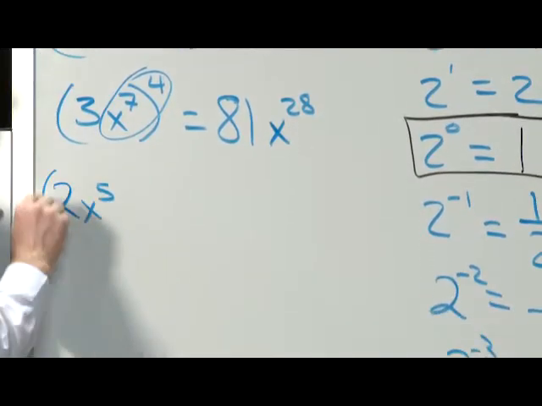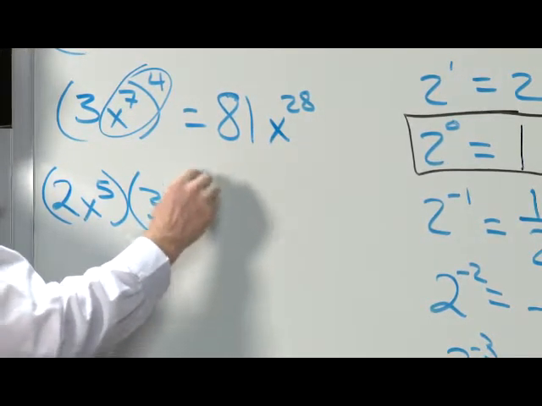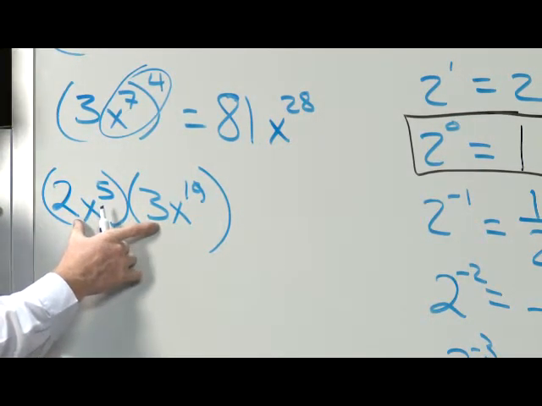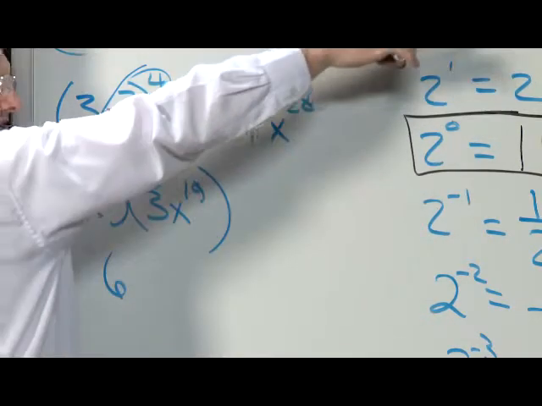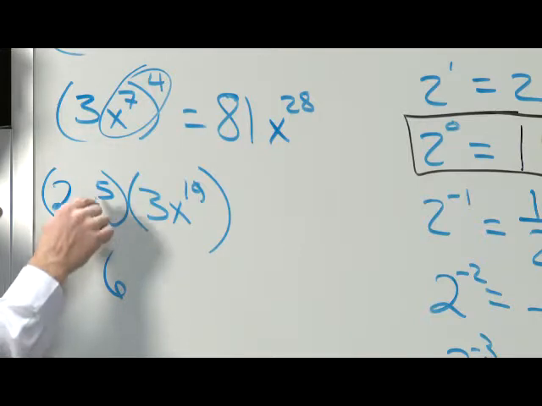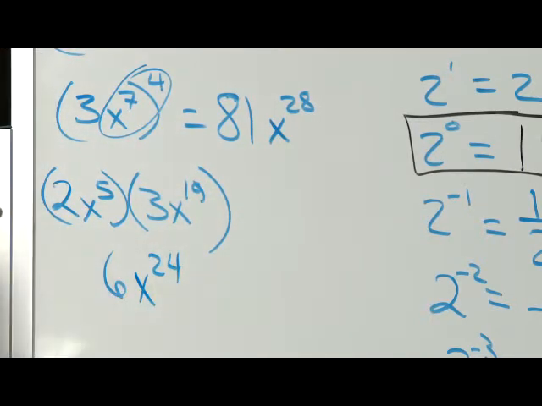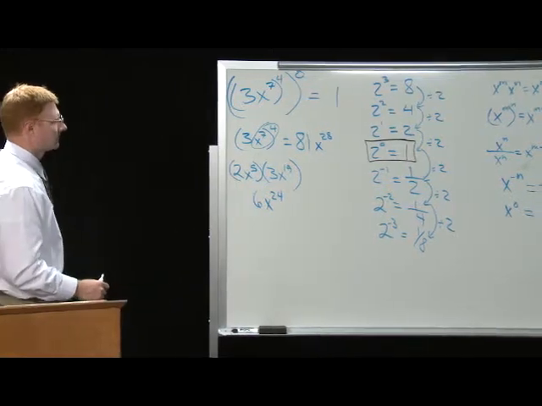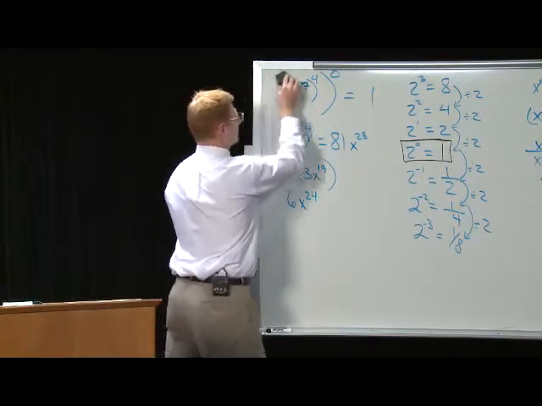2x to the 5th times 3x to the 19th power. The 2 and the 3 are fine. That's a 6. X to the 5th and x to the 19th. Look up there, top row, and you have the rule where, 5 plus 19 is 24th. Let's try one more that's a little bit tougher.